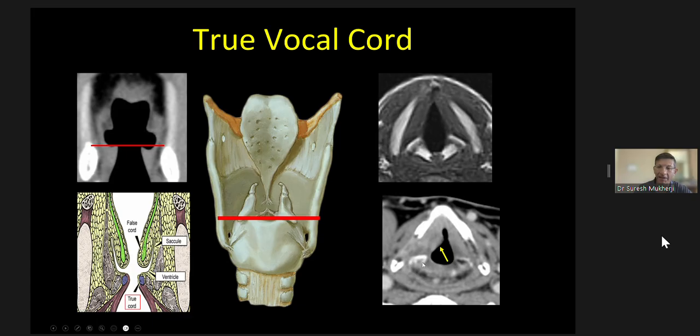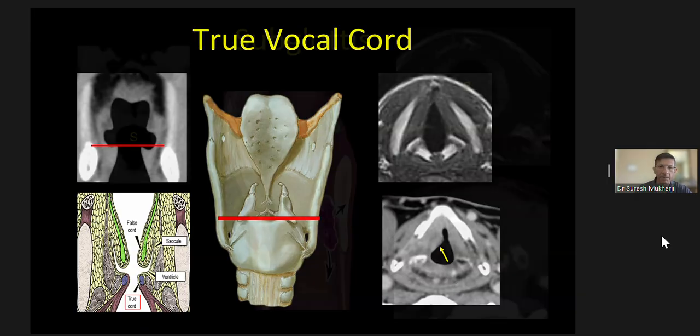So when it's smiling at you and you can see the little incisure of your lips right here, you know you're at the level of the true vocal cord. So our radiological landmark is going to be the cricoarytenoid joint. Why do we call it the cricoarytenoid joint? Remember the big five. And then on the axial images, we can see the little smiley face right here telling you you're at the right level.